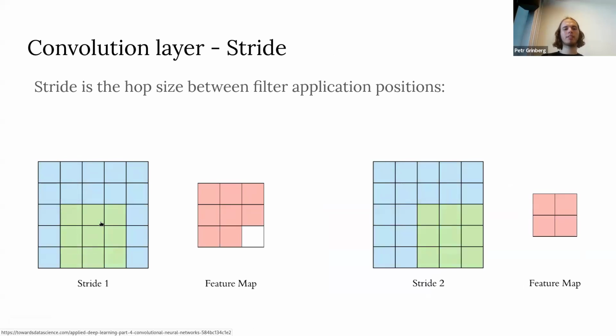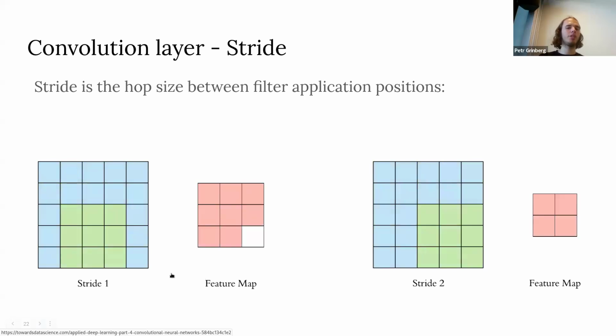So stride is the hop size between application of the filter. So here on the left, you have stride 1. As you see, your filter moves one element to the right and one element down. But it is possible that you have a stride of 2, like here, and you see that your filter moves by two elements all the time.